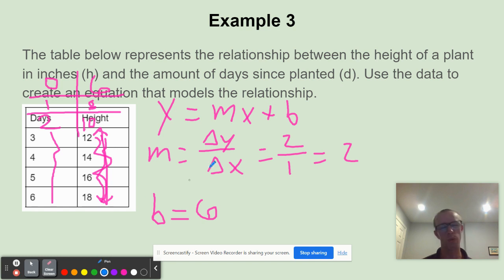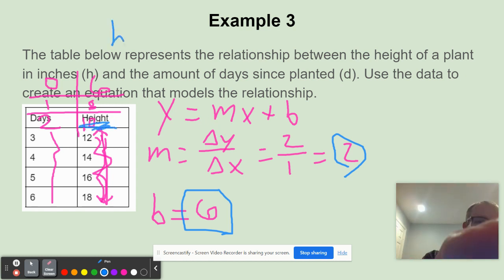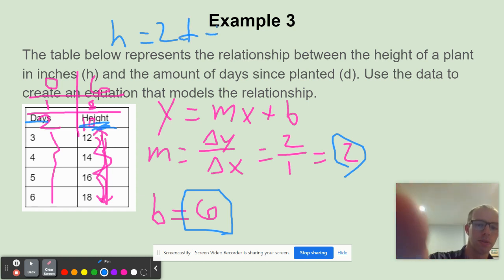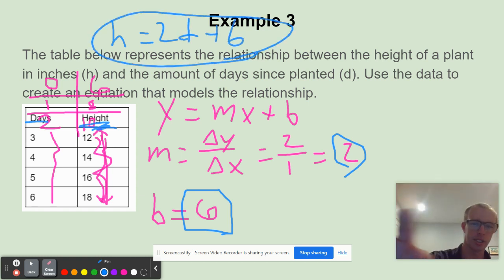I don't want to just use y equals 2x plus 6 here. I want to use the variables that make sense. In the y column, I have height. So I'm going to say h is equal to 2, and instead of x, I'm going to use d for days, plus 6. All right, so use the variables that make sense. Don't just write y equals 2x plus 6. Use height and days so we can really describe what's going on here, okay?